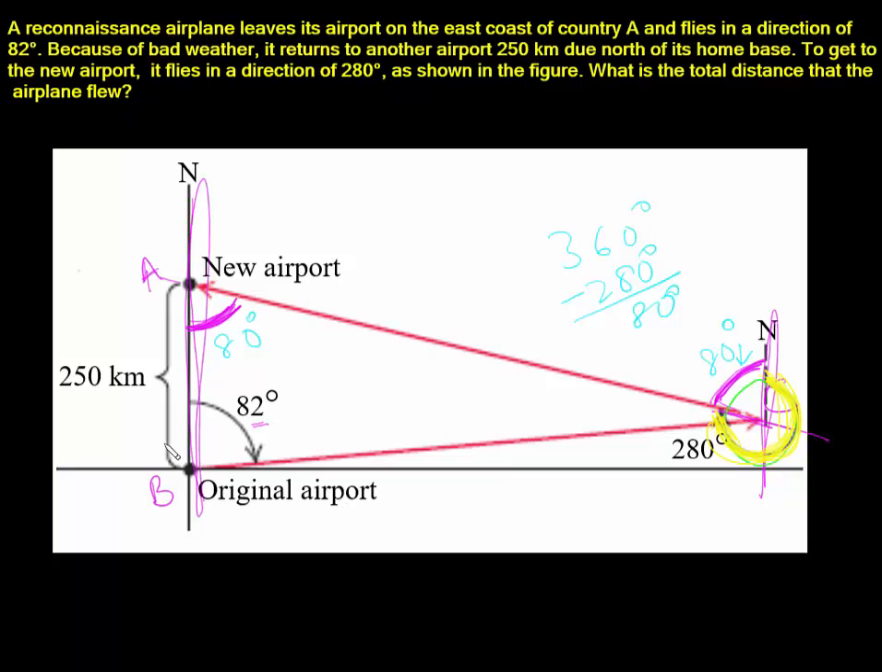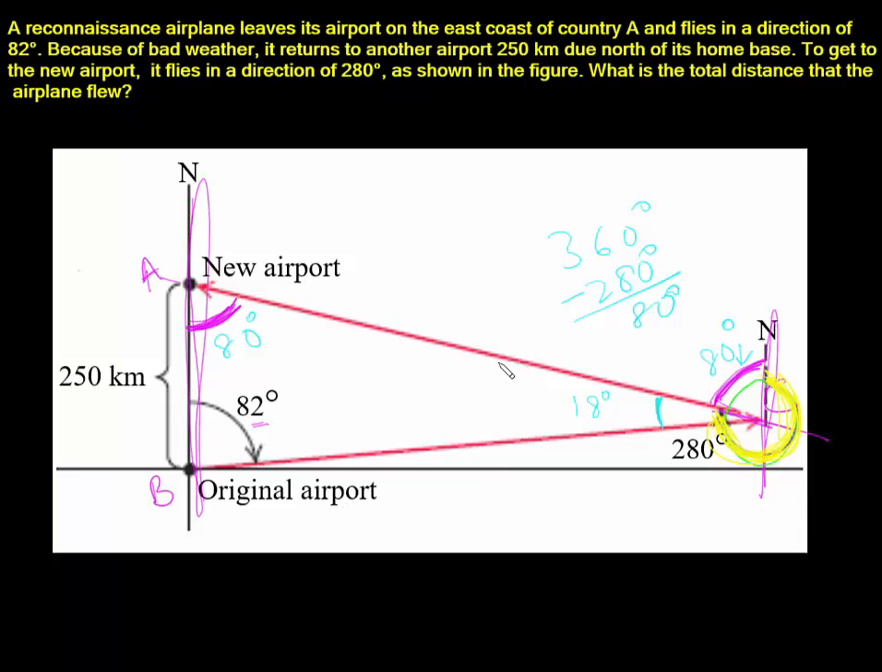Once we have done that, we know that the sum of the angles of a triangle is 180 degrees, and we can easily calculate this angle C, which will be 180 minus 80 minus 82, 18 degrees. So we know three angles in this triangle. We know a side, so we know two angles and an included side, which means we can use the law of sines to solve this triangle.